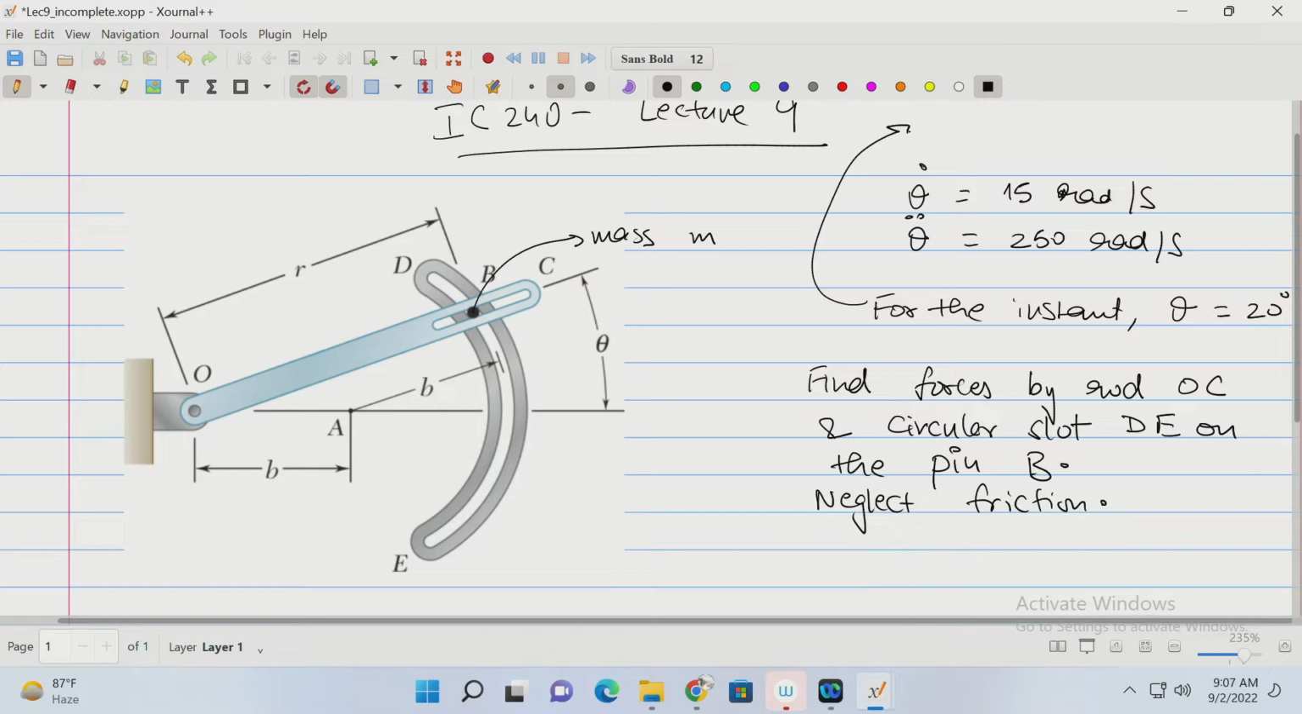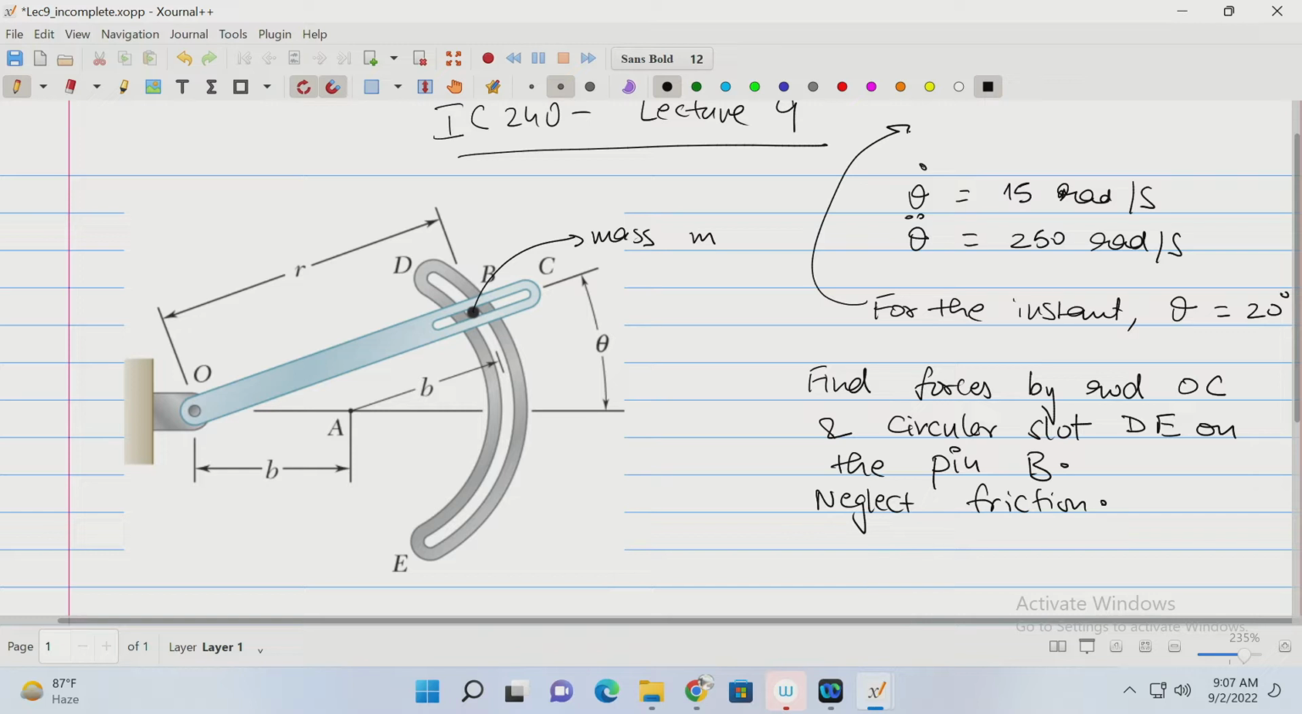So it could apply a normal reaction. There is no friction, so friction can be neglected. So only normal forces can be applied by the circular channel and the rod. So this is one of those cases where the accelerations are given to us and we have to find the forces. Mostly we will have problems where the forces are given to us and we have to find the accelerations. But we do this a lot.